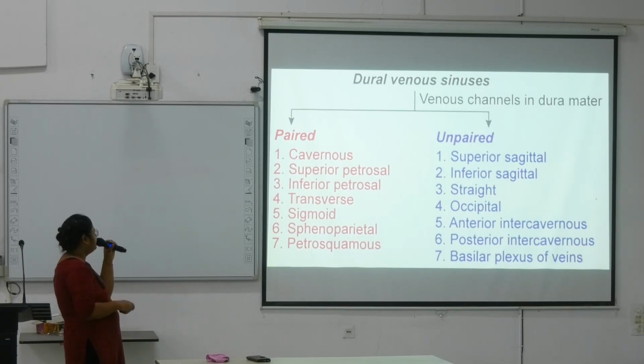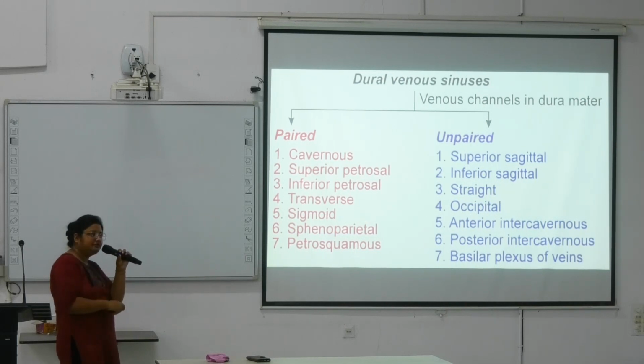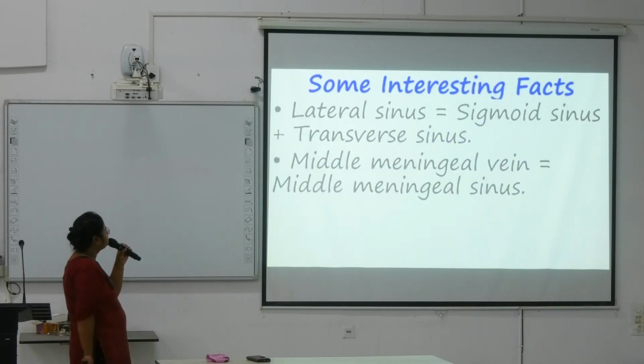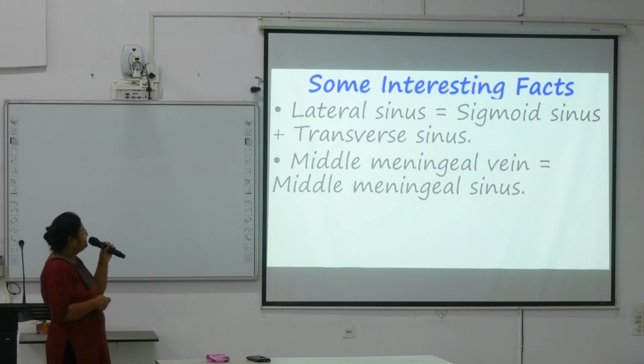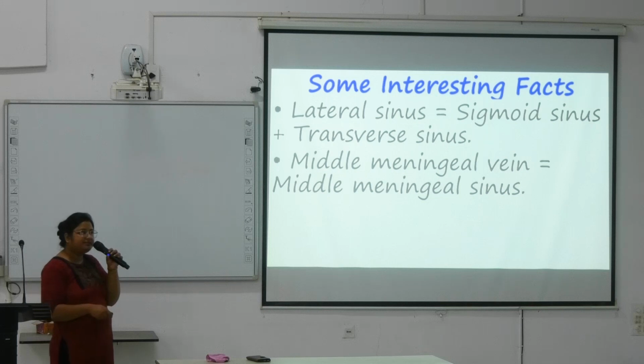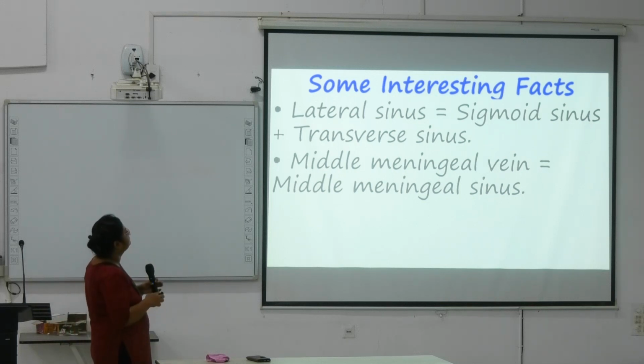So these are the paired and unpaired sinuses. You read the names. Next. So the transverse sinus, sigmoid sinus and petrosquamosal sinus, they are together known as lateral sinus. And the middle meningeal vein is called middle meningeal sinus. Okay. Next.